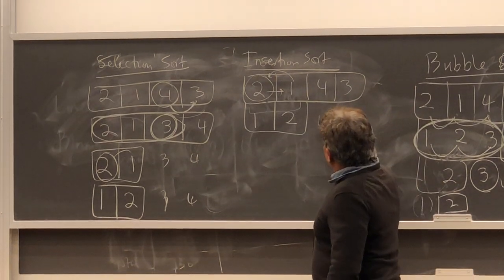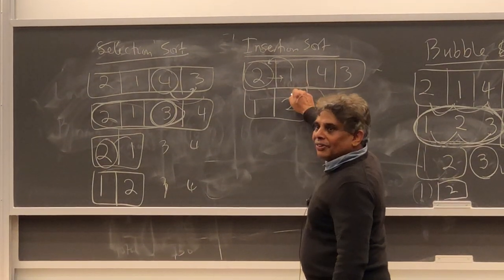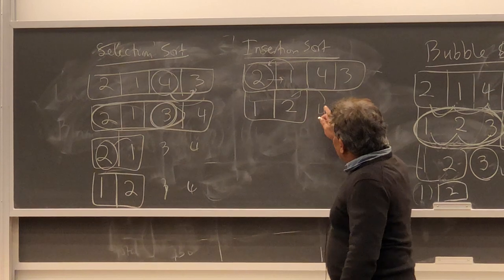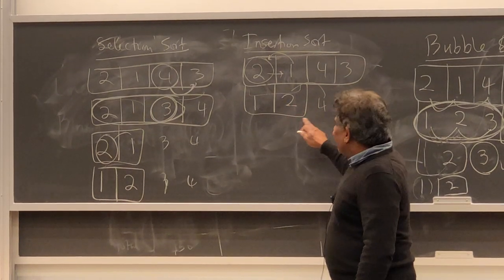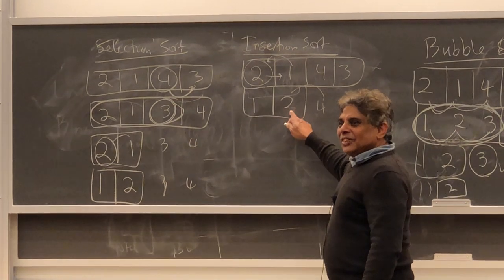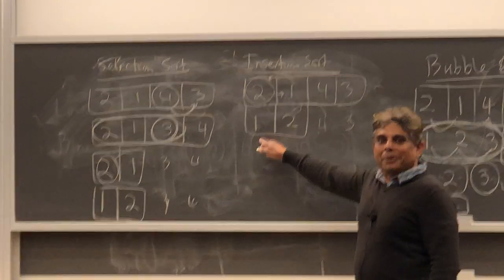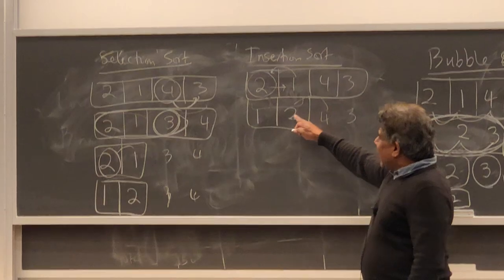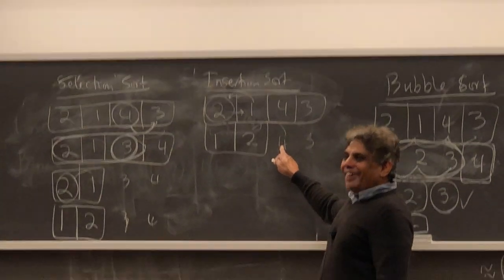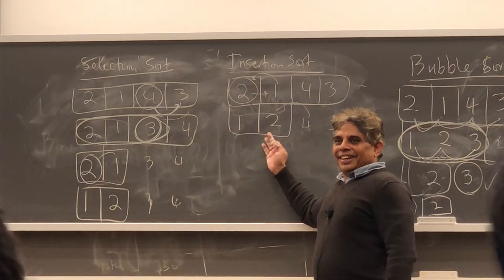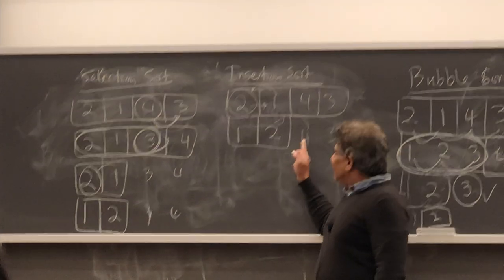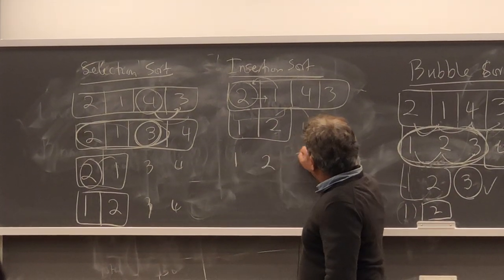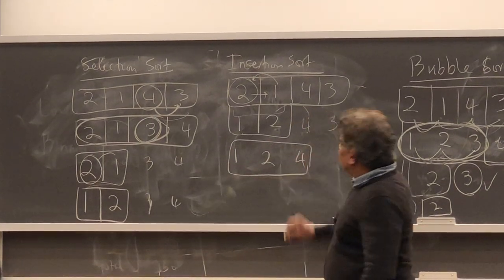Okay, so the next round, I will try to insert this into this sorted array in the right way. But in order to do that, I compare this to that, and as soon as I realize that this is bigger than that, do I have to continue to compare? If I realize that this is bigger, I don't have to, because it's sorted. The biggest one in the sorted part is here. So if this guy is bigger than that, there's nothing else to do. So I'm done. Now I have an array of size 3, which is sorted.